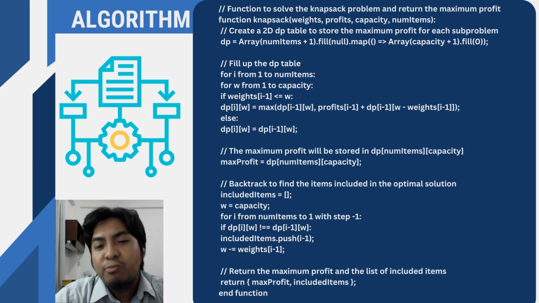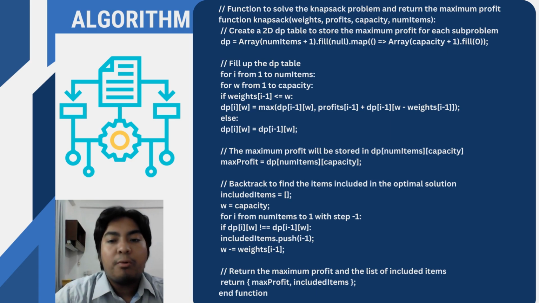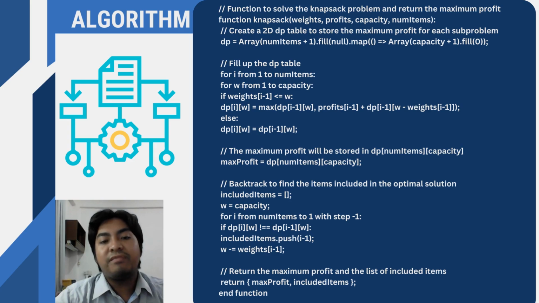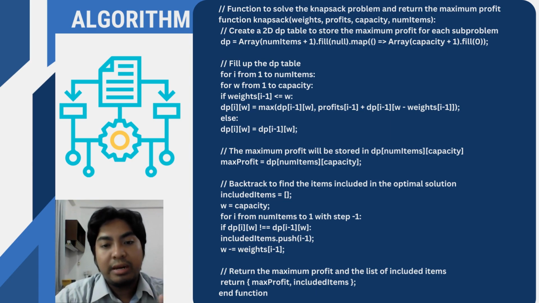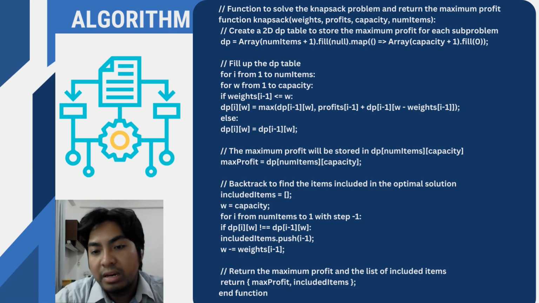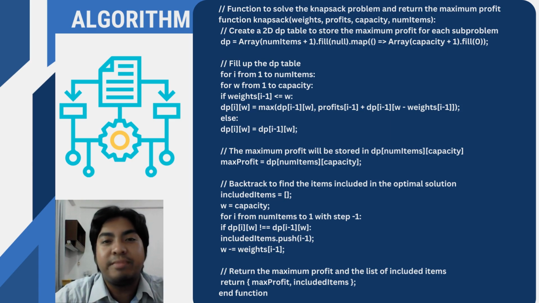To determine which items were included in the optimal solution, we can backtrack through the DP table that has been filled. Starting from DP[N][W max], we check if the value is different from its previous, which is DP[n - 1][W max]. If it is, it means that the nth item was included in the optimal solution. So we add the index n - 1 to the list of included items and reduce the knapsack capacity by weights[n - 1]. We repeat this process until we reach the first row of the DP table.